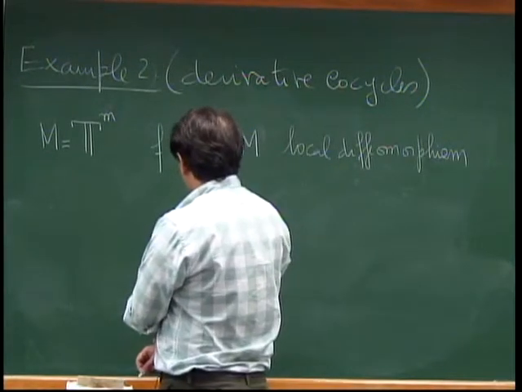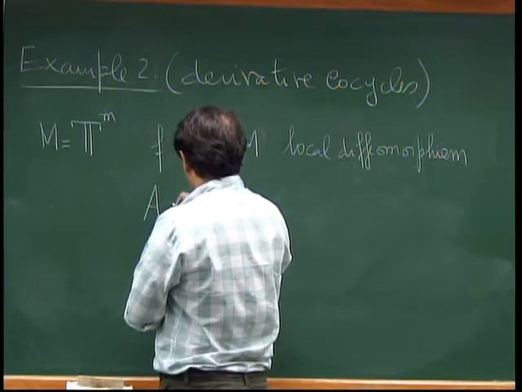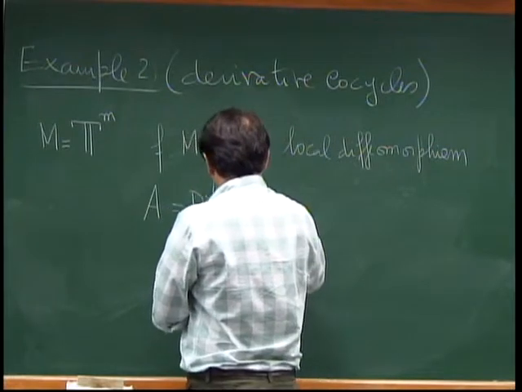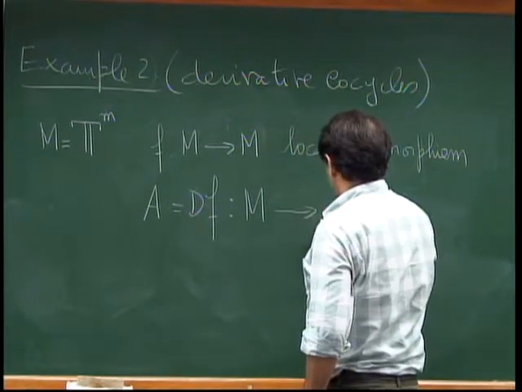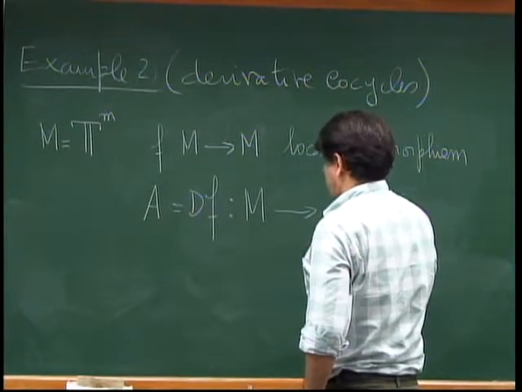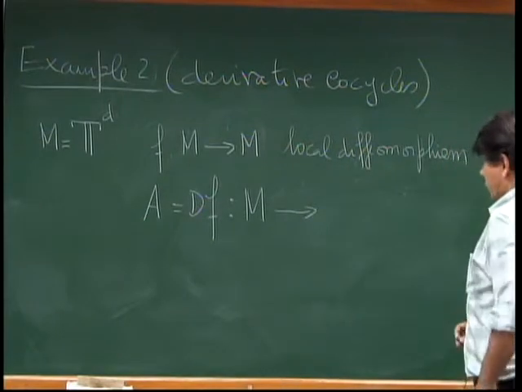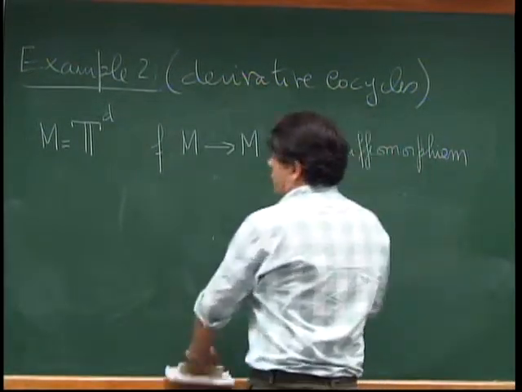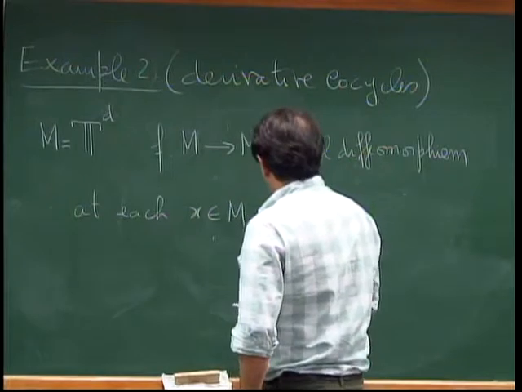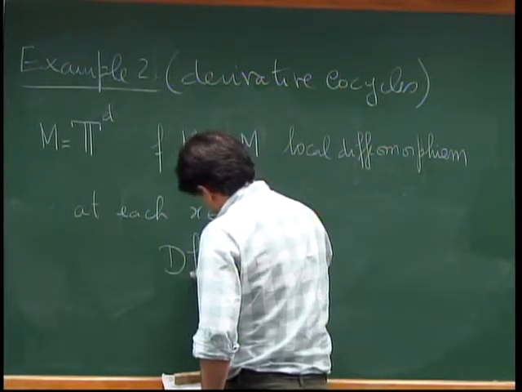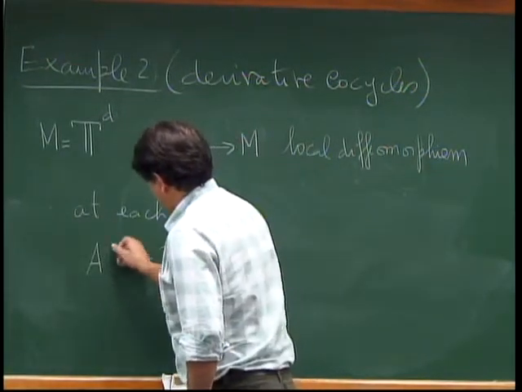Then you can define the following transformation, the following function. A is also known as the derivative of f, is a map from M to, sorry, I should have said the d-dimensional torus. Yes, I do want it to be the d-dimensional torus. So at each point x in M, in the torus, I consider the derivative of f. And I'm going to call this A of x.